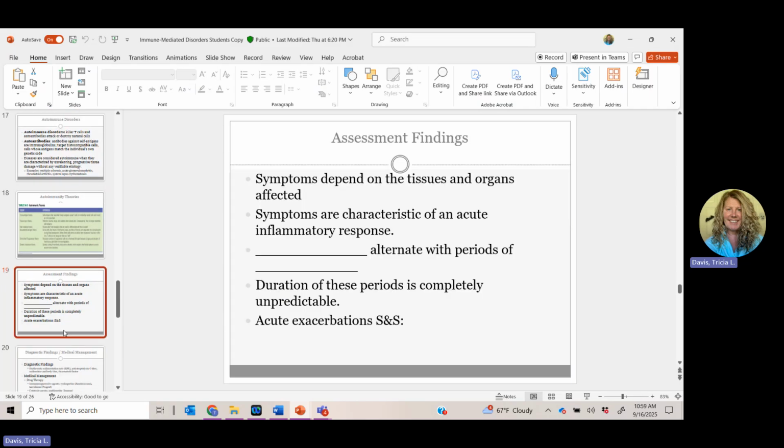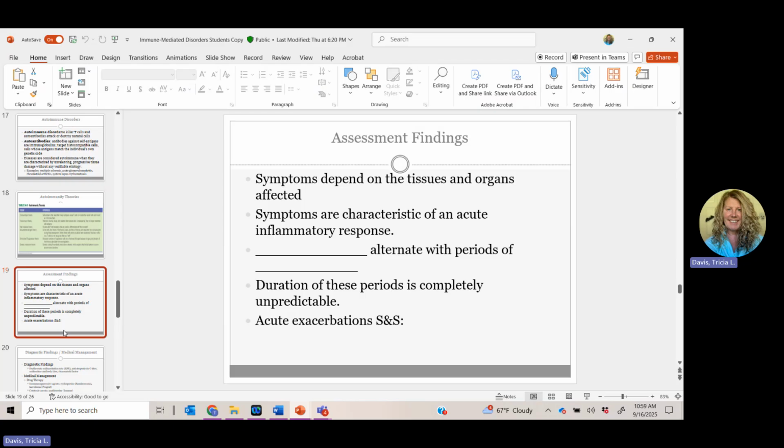So, assessment findings. The symptoms are really going to depend on what autoimmune disorder they have and what tissues and organs are affected. So this is not a one size fits all. You're going to see a variety of different things. Typically what you will see though is that these symptoms are very characteristic of a person that's having an acute inflammatory response. And what you'll see with these autoimmune disorders is that they're chronic and they are progressive and they alternate between periods of remissions and exacerbations.